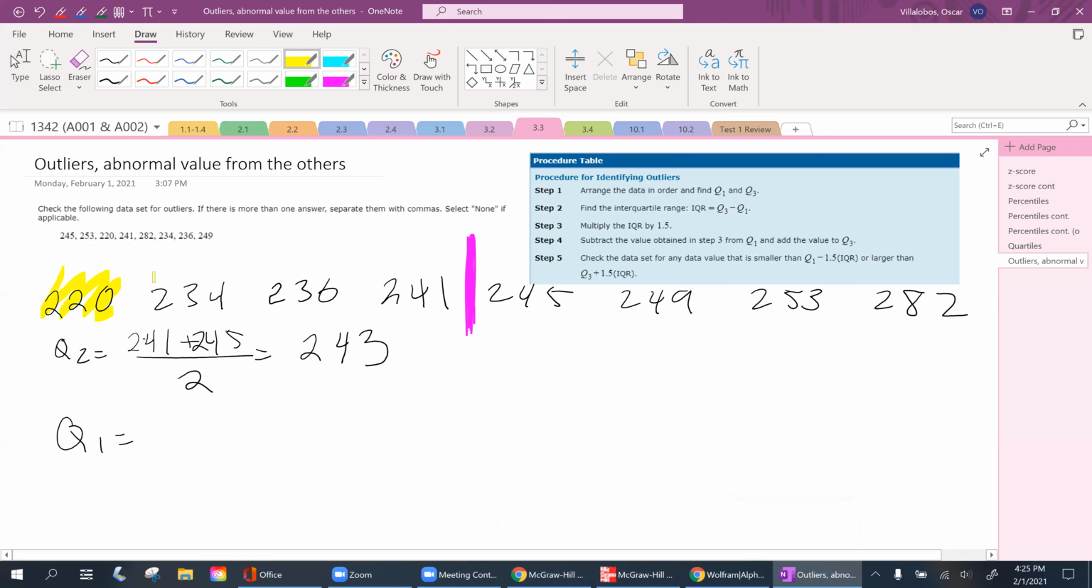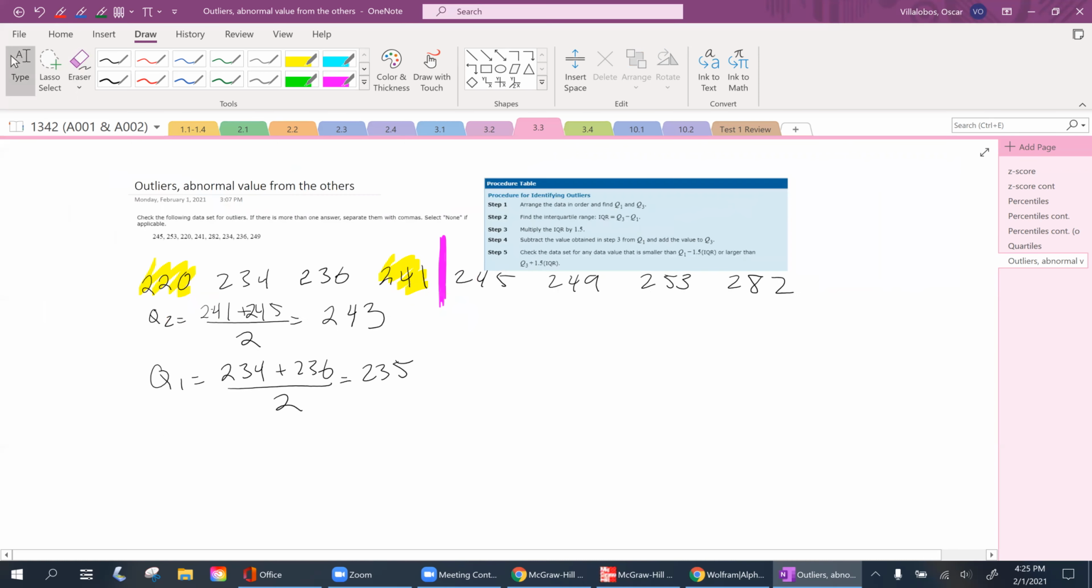If I narrow these out and I'm left with 2 in the middle, I'm just going to go ahead and take the mean of the middle. So this is going to be 234 plus 236 divided by 2. And this here is going to give me 235. And I'm going to save that.